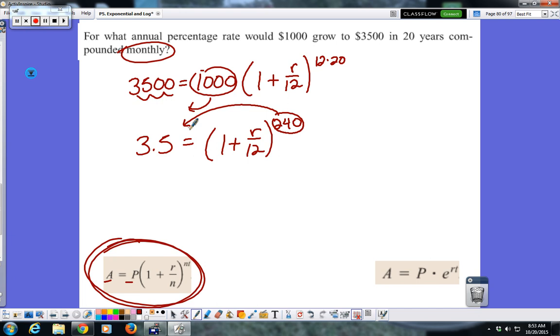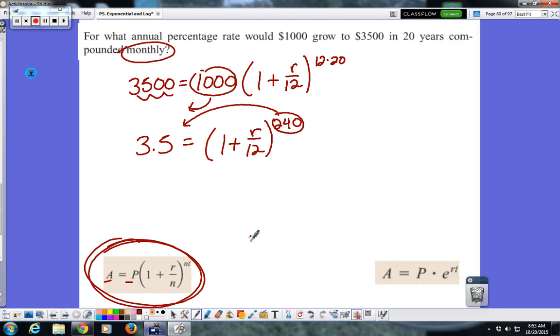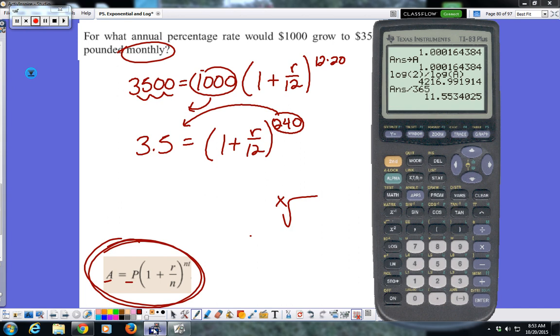So in essence, you're looking for what number can I multiply times itself 240 times to give me 3.5. I assume that's going to be a rather small number. How do I type that into my calculator? There's not a 240th root button on here. Now, some calculators do have this button, the xth root. If you would like to use that button, that's fine. It'd be the 240th root. But here's how I do it.